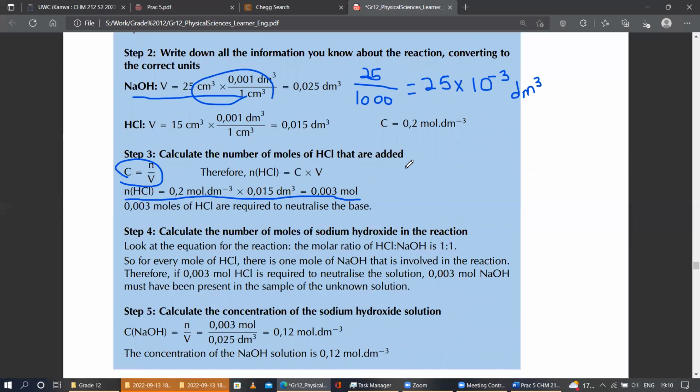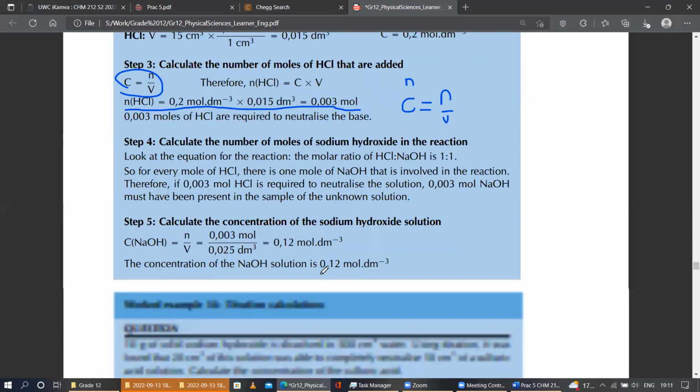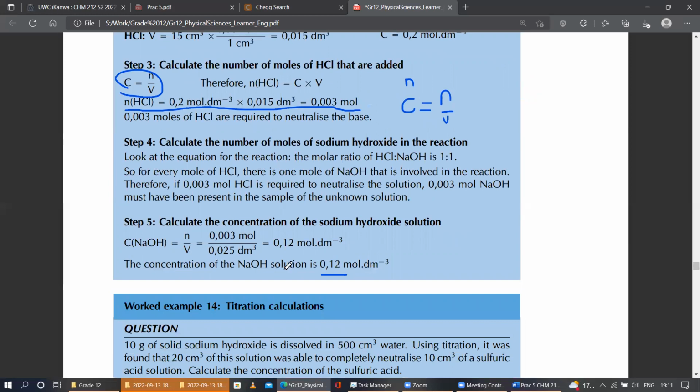Then now you have your number of moles. You need to find the concentration. They gave you the volume, so you just say C is equal to n over V. Then here you find the concentration.